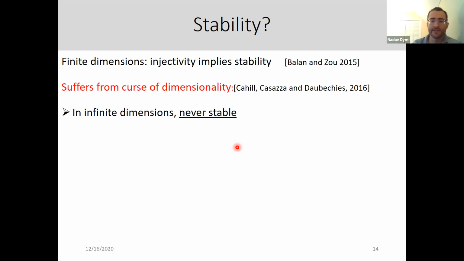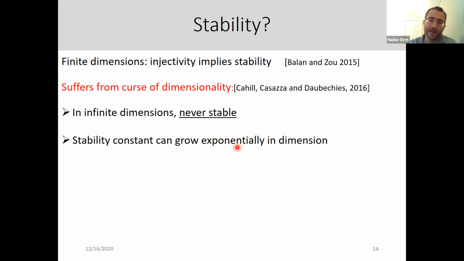First of all, in infinite dimensions, there's never stability. There's no way to get stability ever. And also, the stability constant can grow exponentially in the dimension. In specific examples, which seem pretty natural, you can take finite dimensional spaces, and as you increase the dimension of the space, the stability constant grows very, very fast. So that seems to indicate that maybe we have some issues with stability.